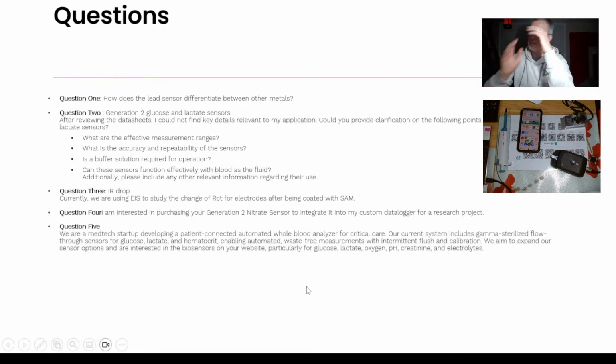Question number 5. This is an interesting one. They want biosensors, and they can use them in a flow cell. They'll probably do gamma sterilization. They're interested in a couple of our sensors.